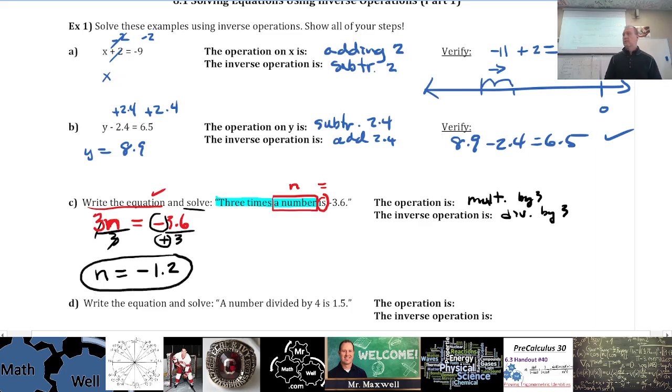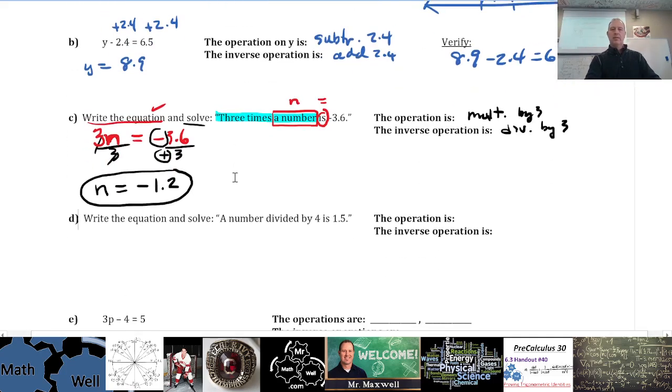Why don't you try D by yourself, because you guys are looking pretty confident. A number divided by 4 is 1.5. Write the equation and solve that. I'll give you a minute to do that.